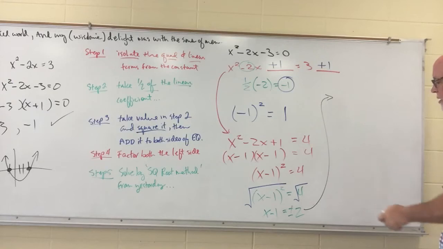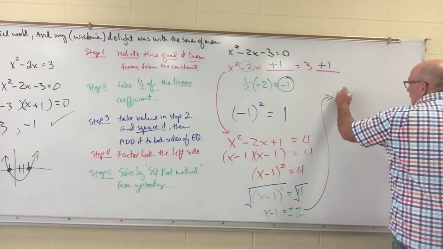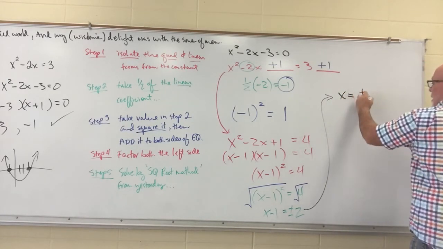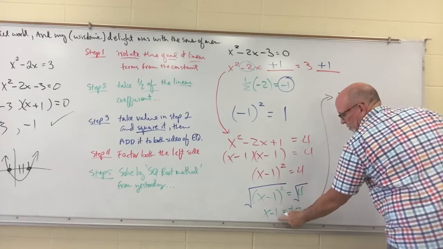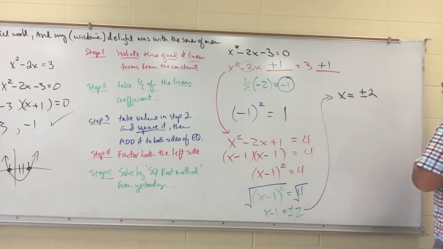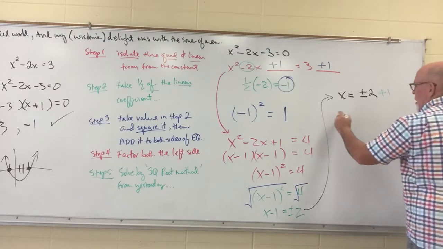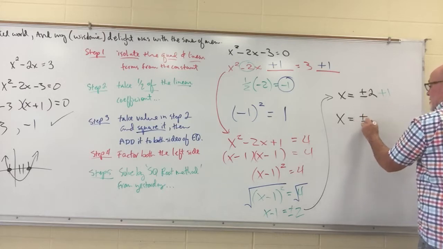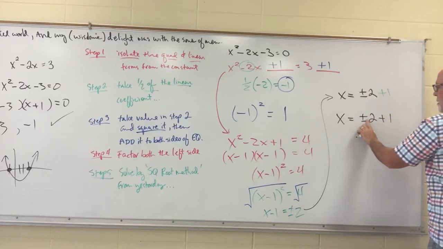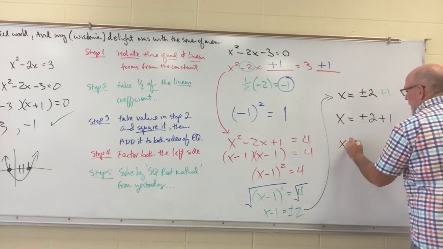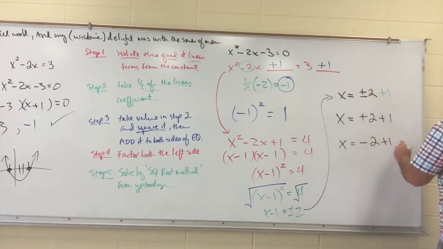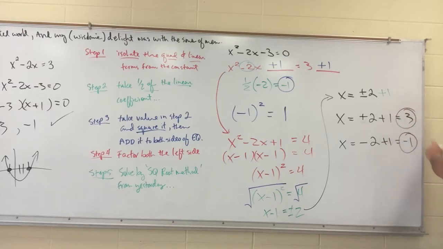Separate this out. We know we're looking for 2 answers. Okay? x minus 1 equals plus or minus 2. Take the 1 to the other side. Or add 1. Okay? So your 2 answers are x equals positive 2 plus 1, and x equals negative 2 plus 1. Which is 3 and -1. Same answers we got by factoring. This is called completing the square.